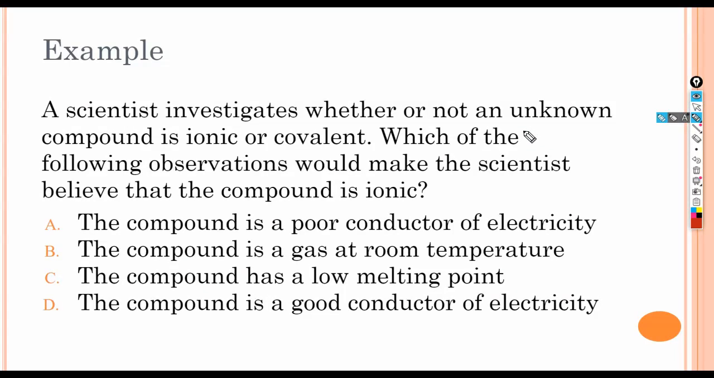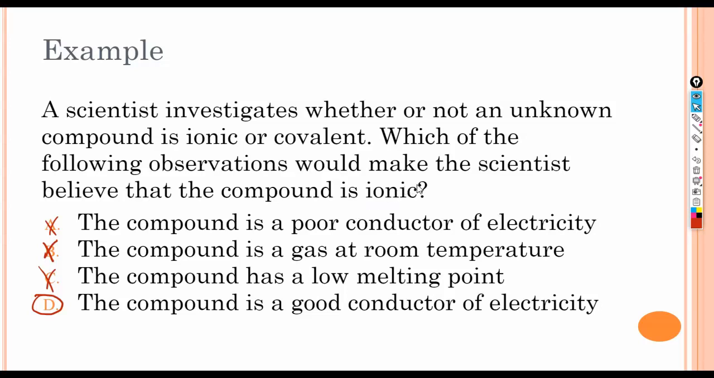Okay, so ionic compounds tend to be solids at room temperature, so B is out. They tend to have a high melting point, so C is out. And they tend to be good conductors of electricity, and so D is correct and A is out. Ionic compounds tend to be a good conductor of electricity. And actually, that brings us up to the last thing I want to talk about in this video. Good conductors of electricity.